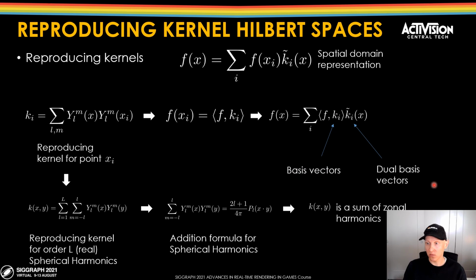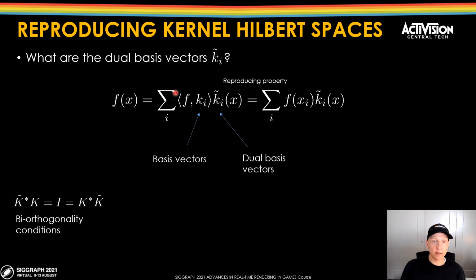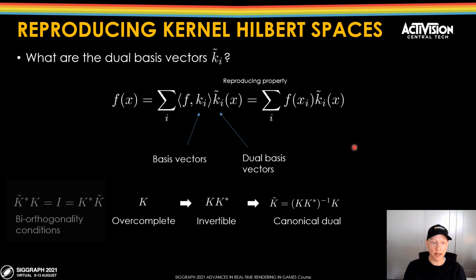The next question is, what is the dual basis? Once we have this complete set of basis vectors, typically we can use the bi-orthogonality conditions to completely and uniquely define the dual basis vectors k tilde over here. Now, if we have more basis vectors than we need, what we have is not a basis, what we have is a frame.